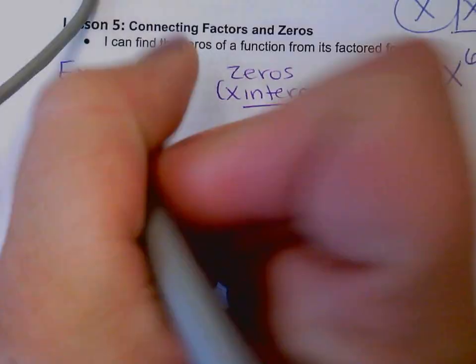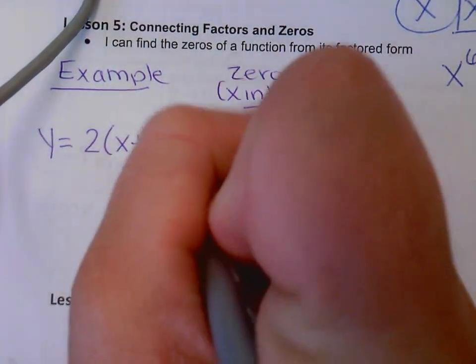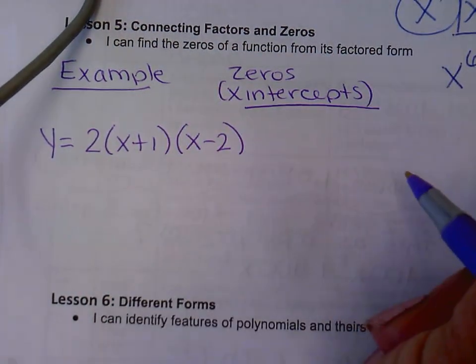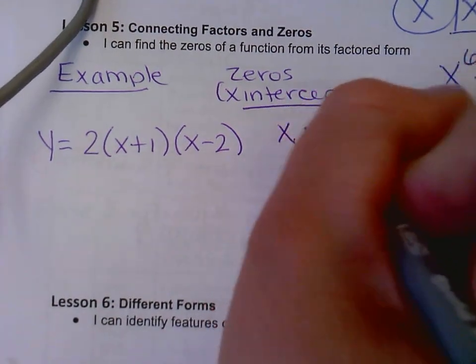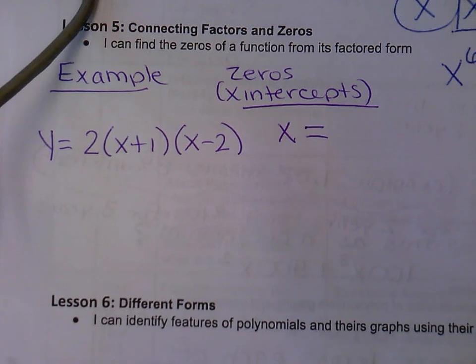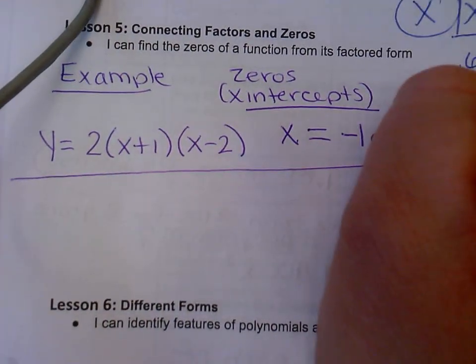So a good one to add would be 2 times x plus 1 times x minus 2. What are my 2 zeros for this? So for this polynomial, I'm on the learning target day 5, so you have to know what to use on your final exam. What are your zeros? What are your x-intercepts from this first example? Who can tell me what they are? -1 and +2.